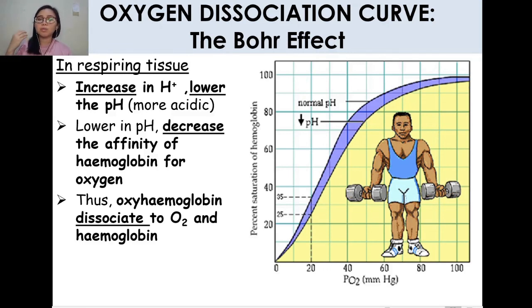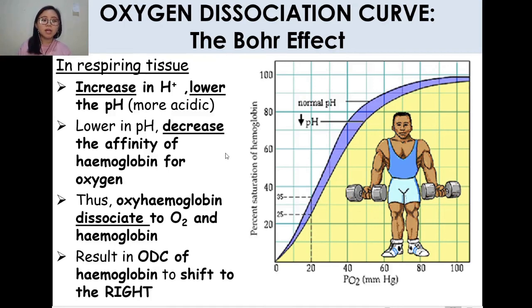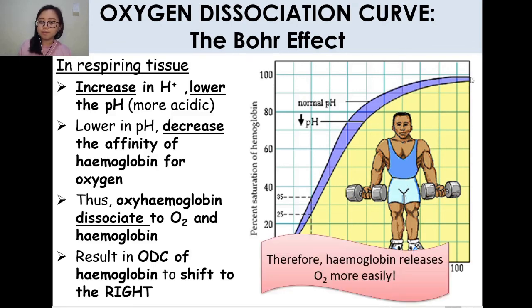So, that means it will be lebih murah hati. Hemoglobin akan menjadi murah hati. Dia akan lebih suka menderma oxygen. It will easily dissociate. So this results in the ODC of the hemoglobin during exercise, during respiration, to shift to the right. Therefore, the hemoglobin will release oxygen more easily because of carbon dioxide.